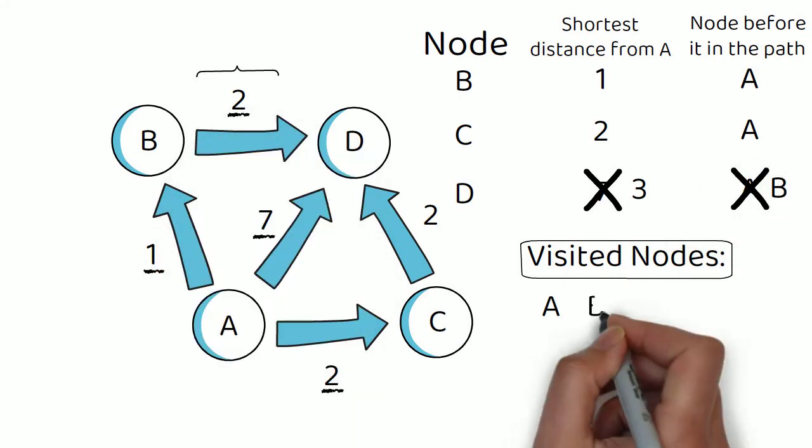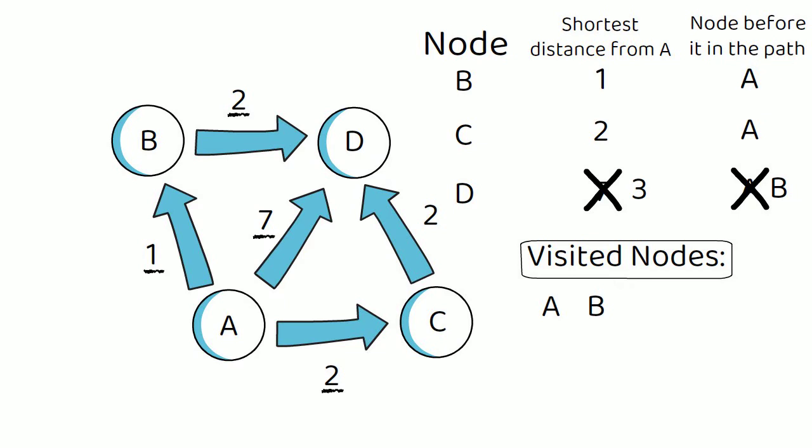Now B is visited. C has the next shortest distance from A on our table, so let's visit C. C also only has 1 unvisited edge. From C to D is 2. We have a new path from A to D through C, but its distance is 4, which is more than the current shortest distance for D. So we disregard it. That's all of C's edges, so we mark it as visited. D is the only unvisited node, so let's visit it. Since D has no unvisited edges, we mark D as visited. Since that's all the nodes and edges, we're done with the table.